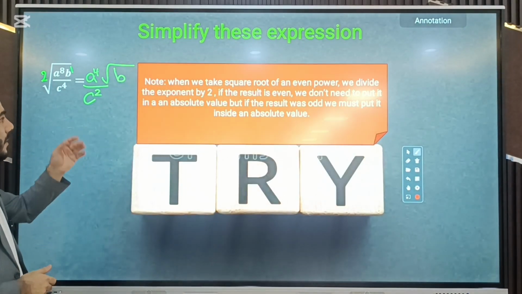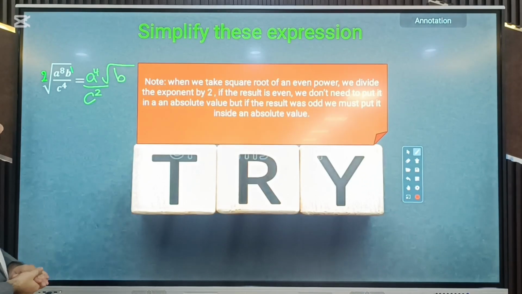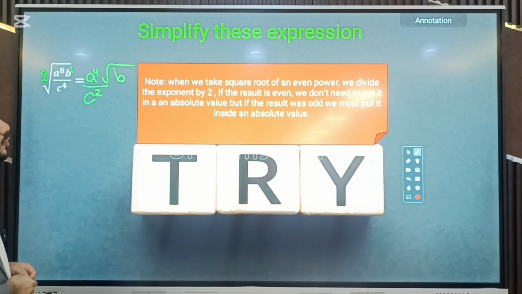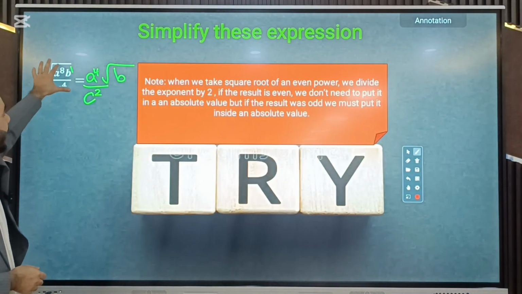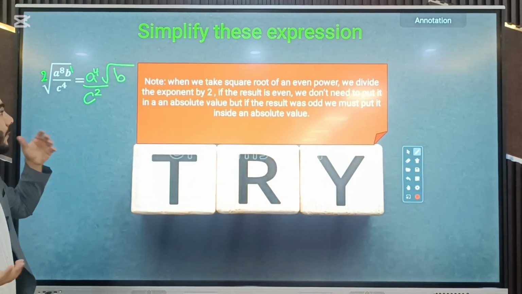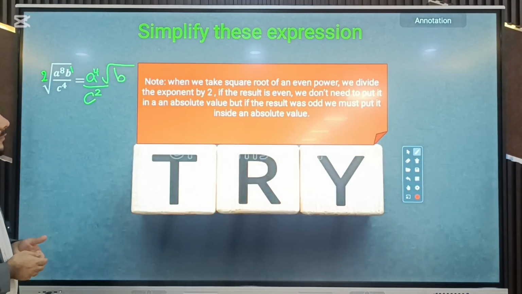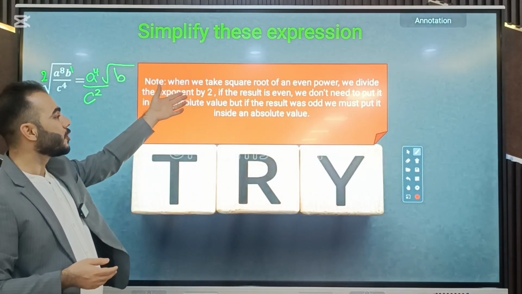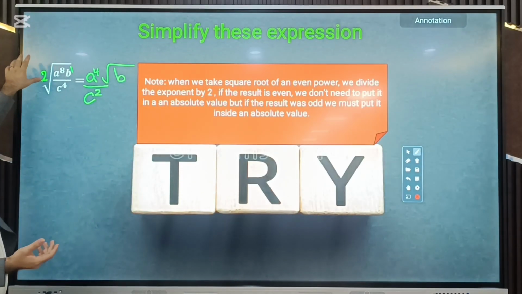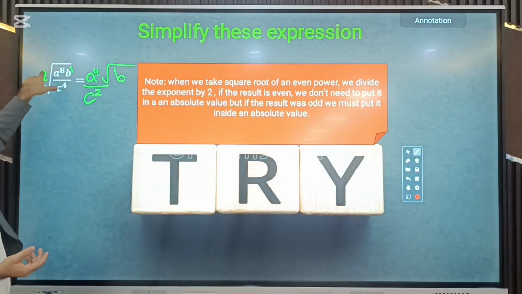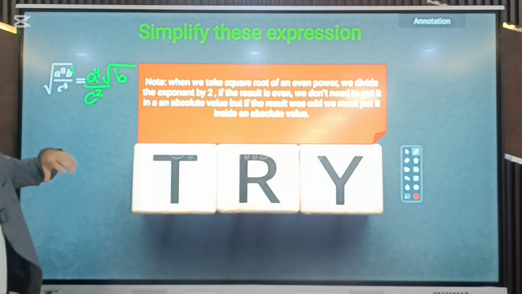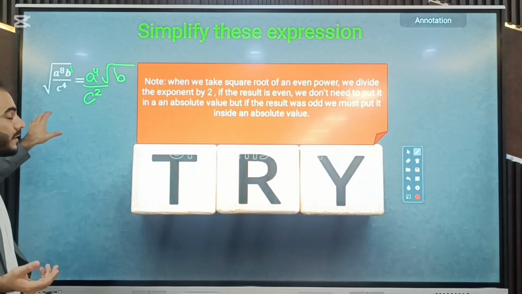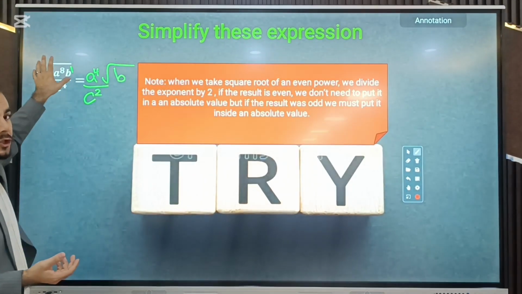Okay. So right now we have this note. Again, let's take a look at it. When we take the square root of an even power, just like here, 8 and 4, they are even powers, and we took the square root of them. We divide the exponent by 2. Why 2? Because the index of the square root is 2. I wrote it over here, but basically the authors don't write it, because the starting index is number 2.